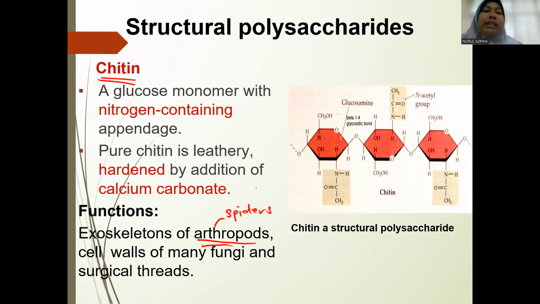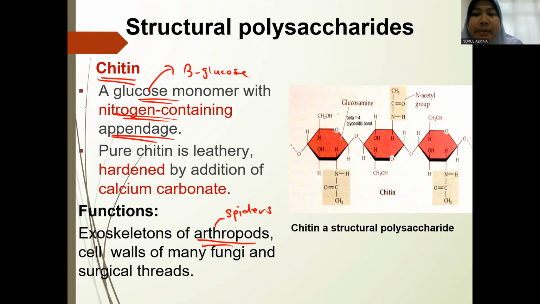Okay, so chitin is a glucose monomer, right? It is also made of glucose. What type of glucose? Alpha ke beta? Beta. It is made of beta glucose, but it has a nitrogen containing appendage. Dia mempunyai bahan tambahan ataupun struktur tambahan yang mengandungi nitrogen. So we call it a nitrogen containing appendage.